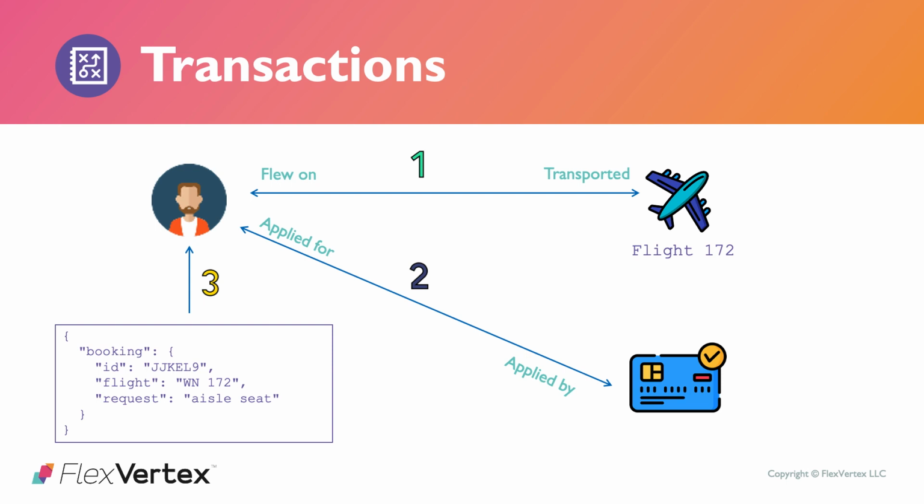In this example, we are conducting 3 operations as part of a single transaction. First, we are registering a passenger on a particular flight. Next, we are creating an object that indicates that he's applied for a credit card in response to an offer that was presented when booking the flight. And finally, we're embedding a special reservation request object within the passenger object. Since these are all part of one transaction, they will either be all committed together, or all rolled back together.